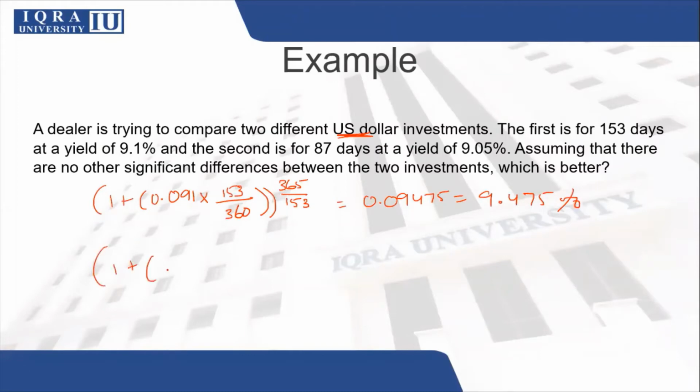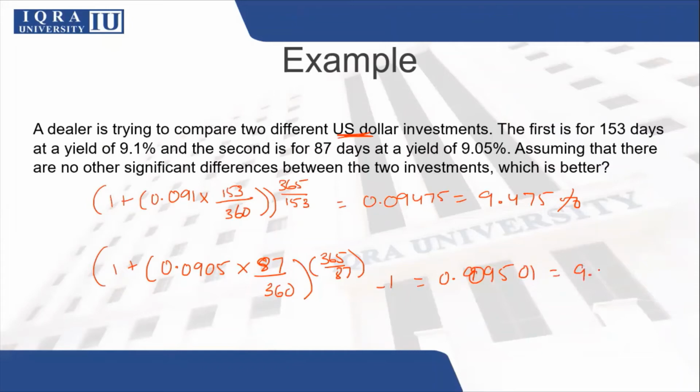And similarly, you'll do the calculation for the other one as well. So 1 plus 0.0905 times 87 divided by 360, to the power 365 over 87, minus 1. So you get 0.09501, which is 9.501%. So now you can make a comparison. This one is better because this is offering a higher effective rate.